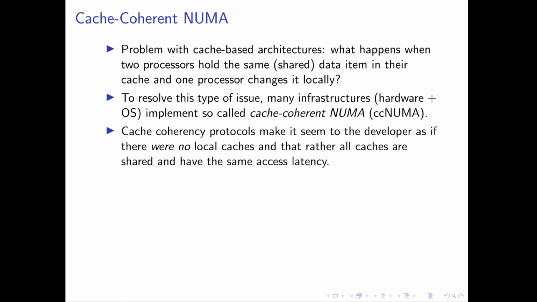And the problem that arises with this type of architecture is what happens when you have two processors, and one of the processors holds a data item in its local cache, and that data item is modified. There are protocols implemented by the CPUs, and they're implemented by functional units on the CPU. They are not implemented in software but in hardware, and those functional units implement something that is called cache coherent NUMA, ccNUMA. And what does it mean?